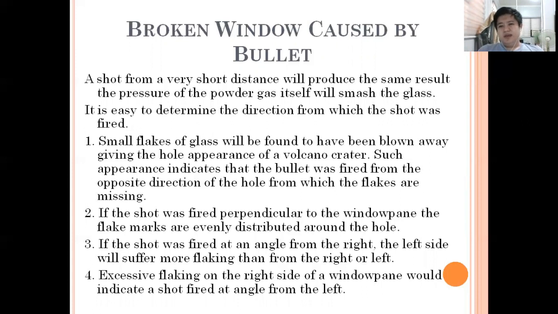A little bit of information: we can immediately determine if the shot was fired from an angle on the right side or the left side. If there are excessive flakings on the right side or on the left side, we can immediately tell if the bullet comes from the right or left. For example, if the flakings came from the right side, there is a small breakage on the right side of the window. Commonly, the perpetrator comes from the left. So there are flakings on the right side, a small breakage on the glass panels. Commonly, the assailant or the person who shot the firearm comes from the left side angle.